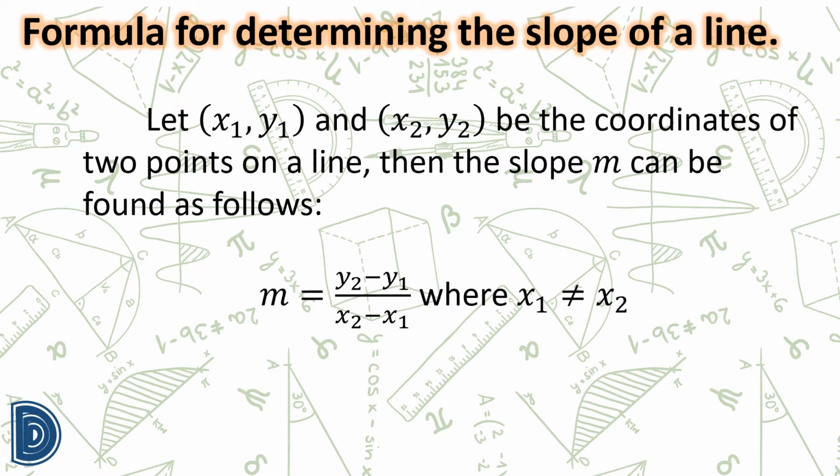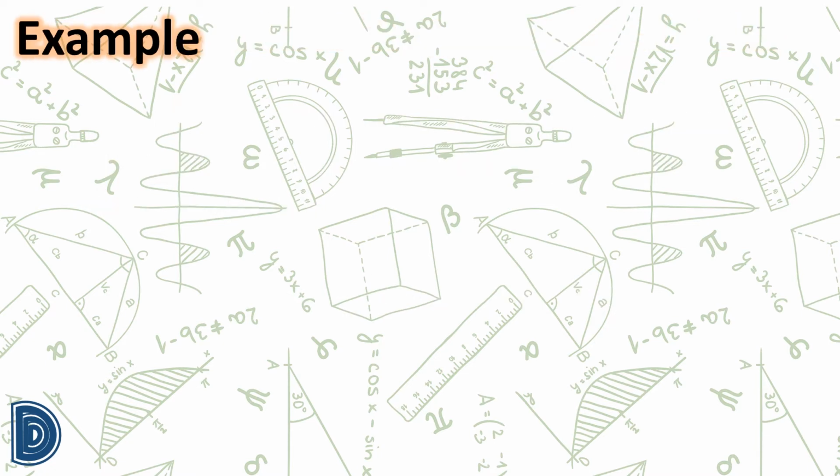This time, let us have the formula for determining the slope of a line. Let the ordered pairs (x sub 1, y sub 1) and (x sub 2, y sub 2) be the coordinates of 2 points on a line. Then the slope m can be found as follows: m is equal to y sub 2 minus y sub 1 over x sub 2 minus x sub 1. For the slope to be defined, x sub 1 is not equal to x sub 2. When x sub 1 is equal to x sub 2, the slope of the line is undefined.